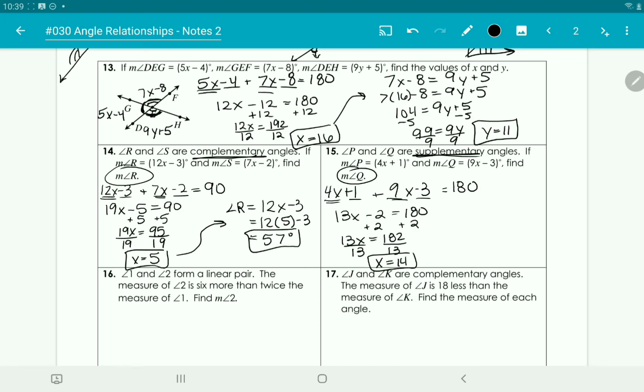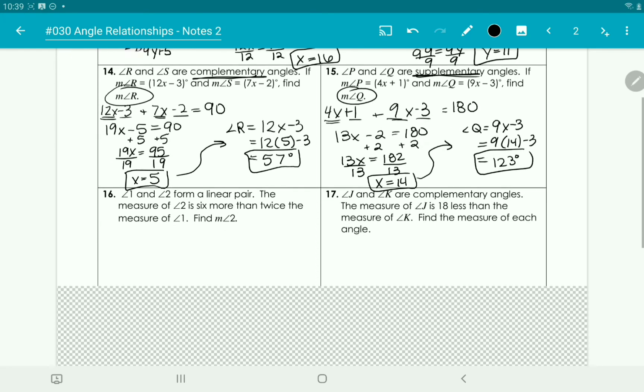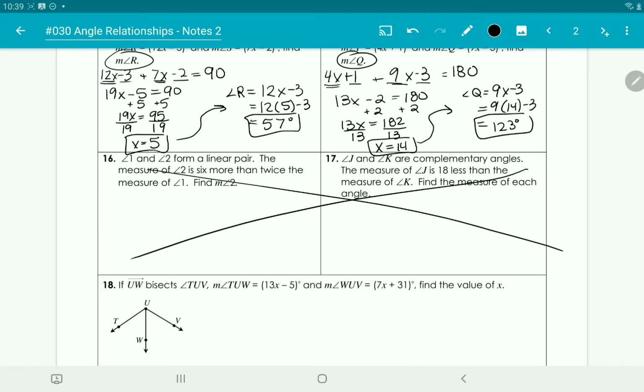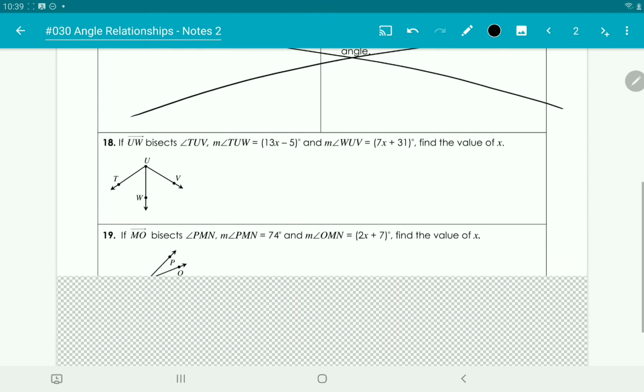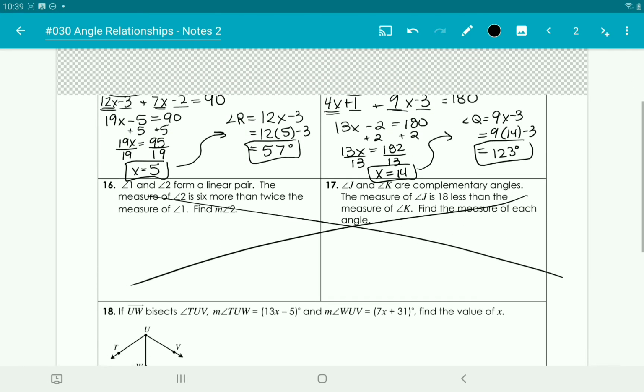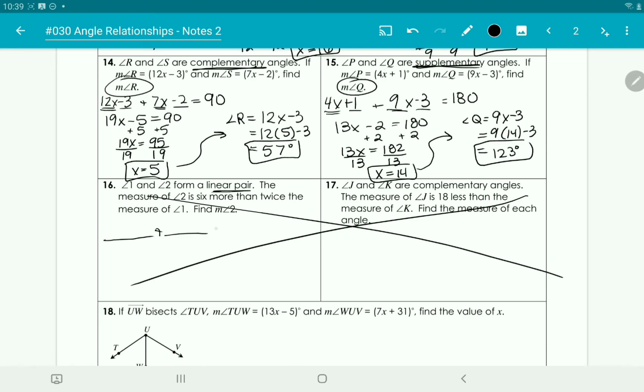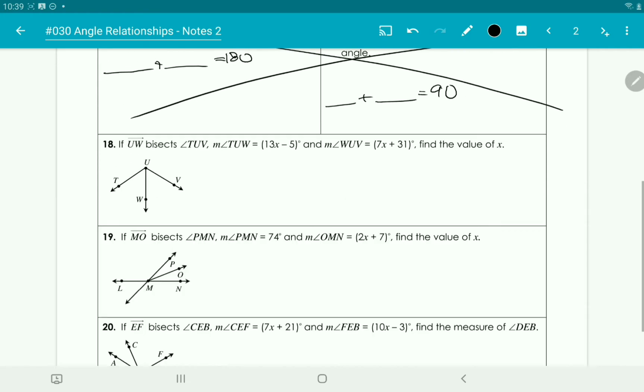But again, it's asking for angle Q, not x. Angle Q, we've got written here, is 9x minus 3. So if we take this x now, we have 9 times 14 minus 3, which is going to give us about 123 degrees. We're not doing 16 and 17. Okay? But if they are a linear pair, you know it's going to be blank plus blank equals 180. Okay? And then complementary means blank plus blank equals 90, and then solve for x.